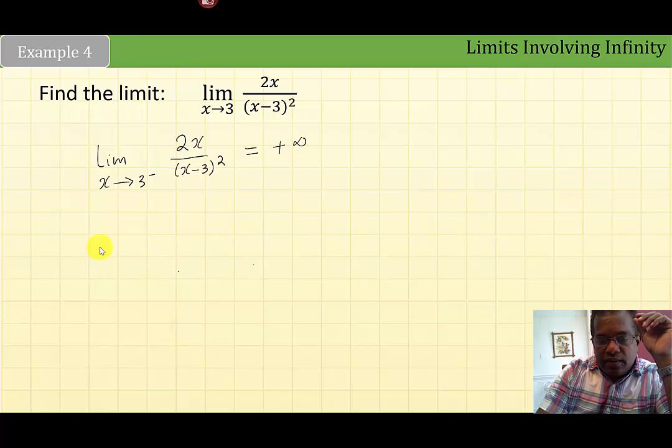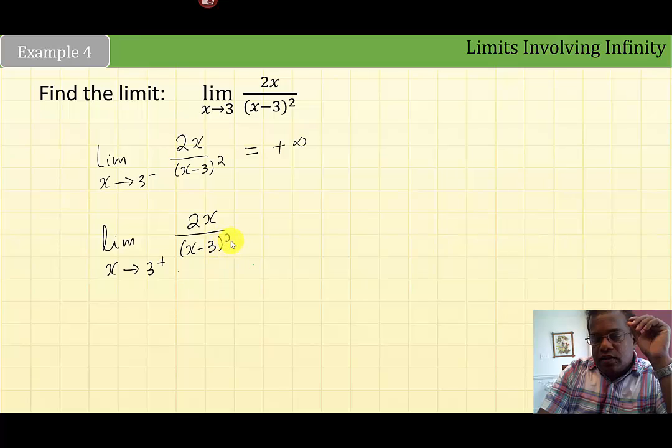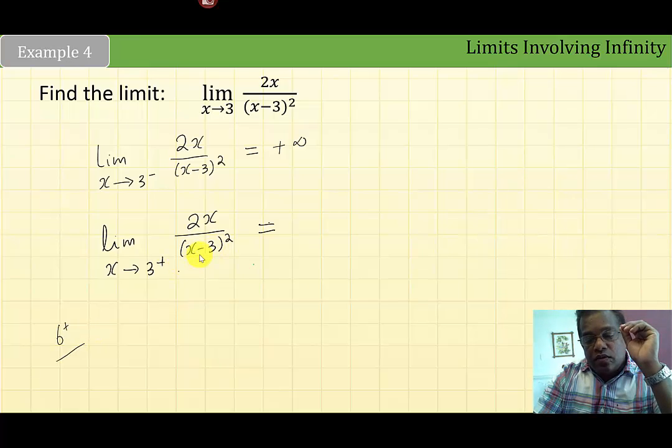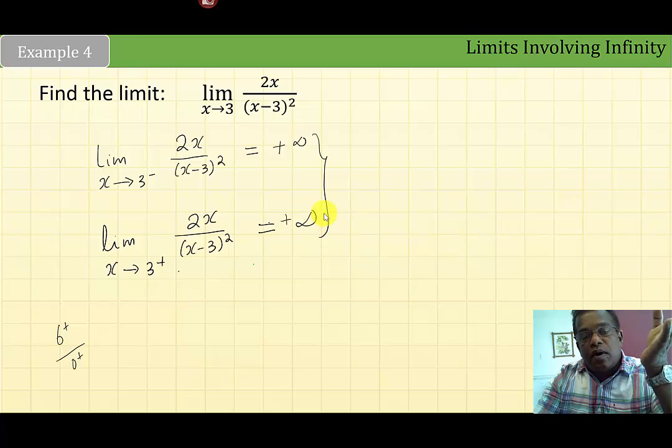Now what is the right limit? As x approaches 3 from the right, 2x over (x minus 3) squared. Again, when x approaches 3 from the right, this is going to approach 6 from the right, so it's going to be 6 plus. And when x approaches 3 plus, 3 minus 3 is 0, but squared, so that is also 0 from above. So that is going to approach positive infinity again. So the left limit is positive infinity, the right limit is positive infinity. That means this limit is infinity.